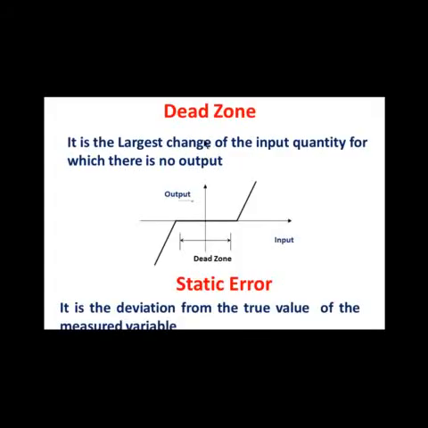Next is the dead zone. Dead zone can be considered as the largest change of the input quantity for which there is no output. If we look at the input and output graph, here we are giving input, but we are not getting any output, up to here. So in this area we are giving the input and we are not getting any output. So this area can be considered a dead zone. The dead zone in a system should be very small.